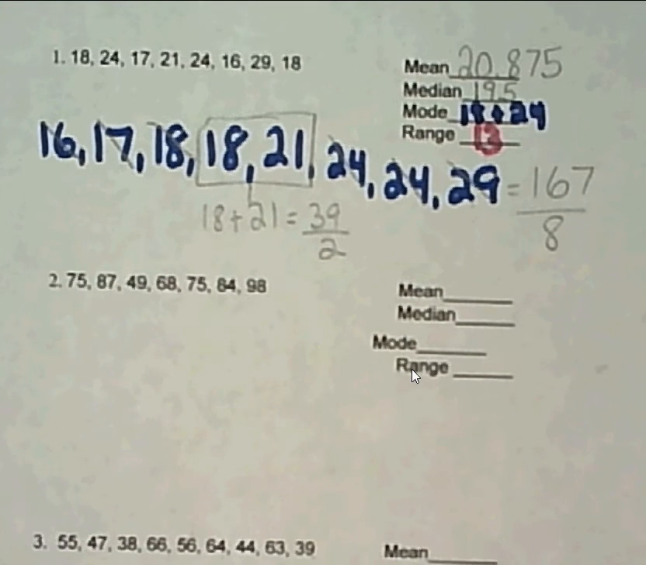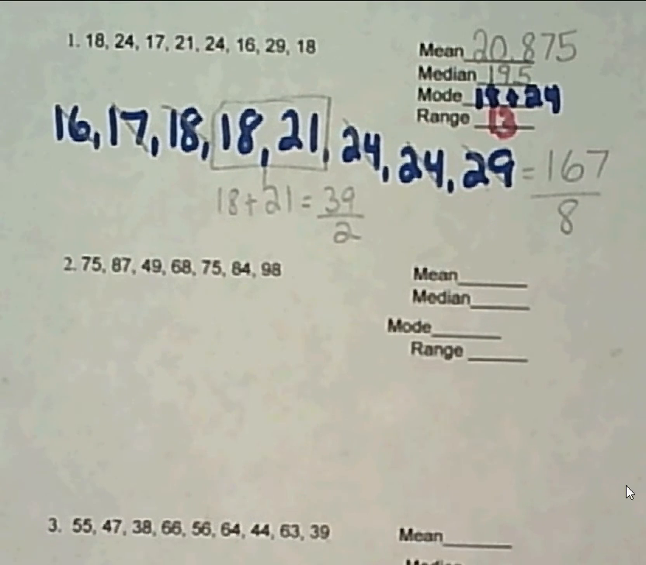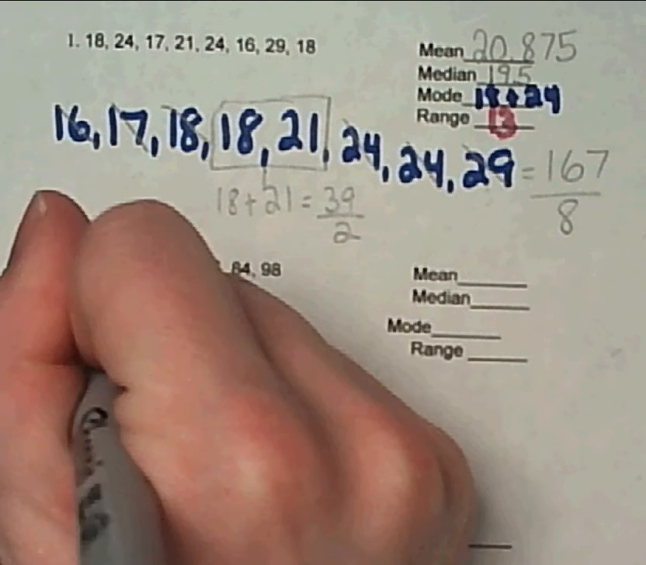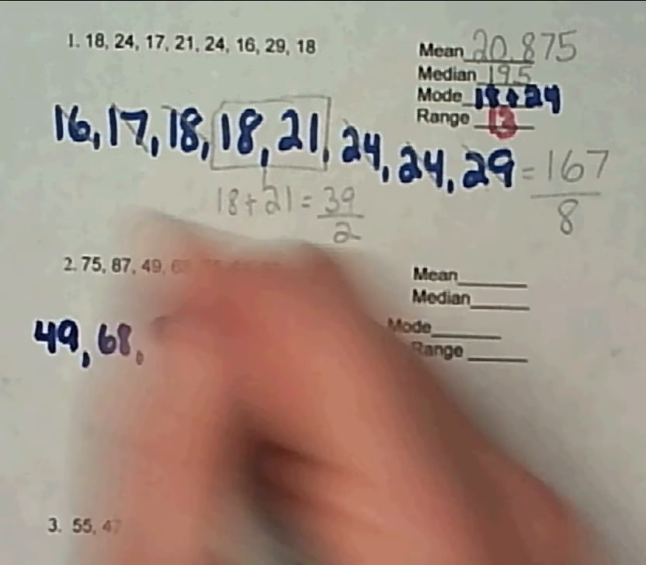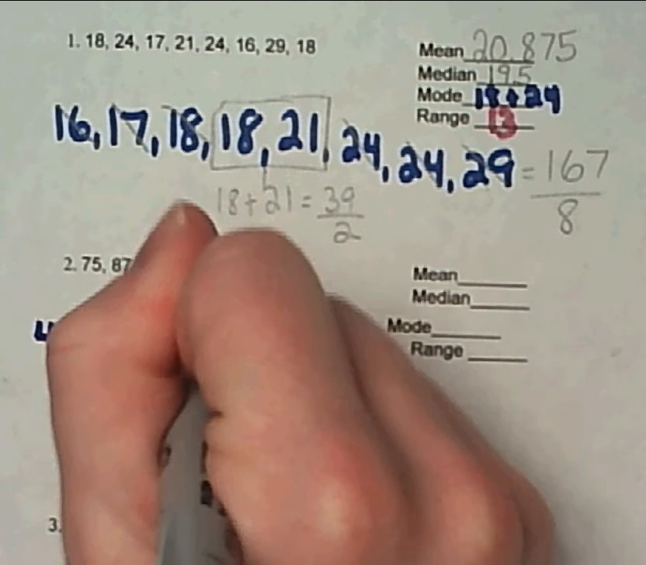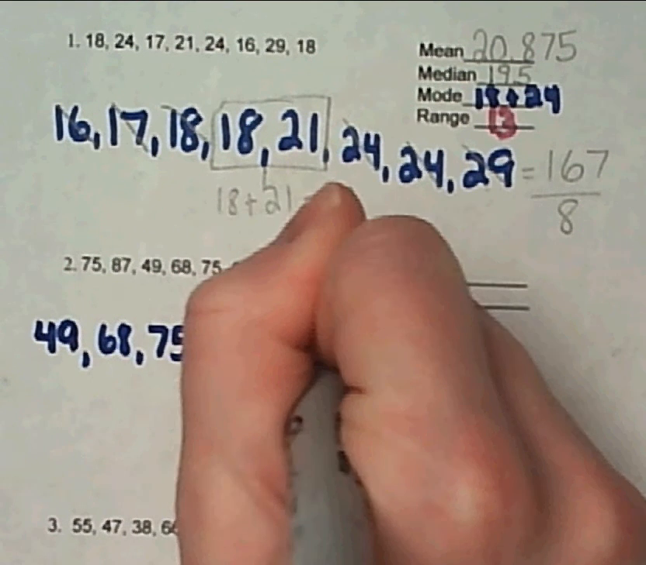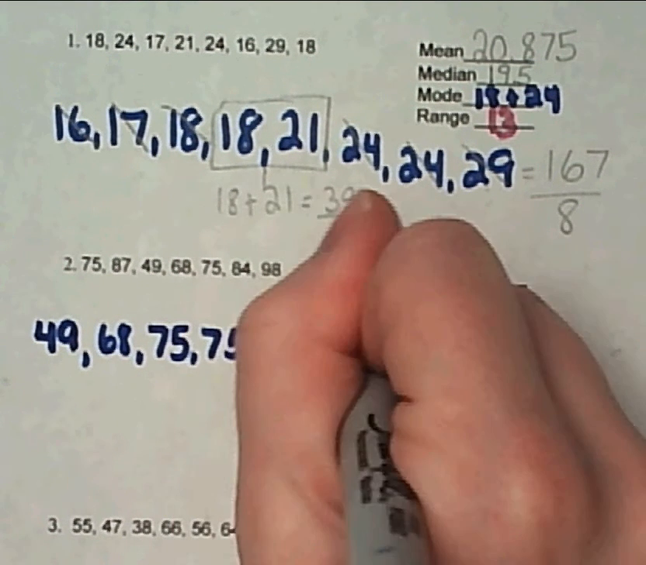Okay, now let's try the next one. Here we have number 2. Like we said, we want to order them from least to greatest. I'll write it a little smaller this time. Sorry about that. So we have 49, 68, 75, 75, 84, 87, and 98.